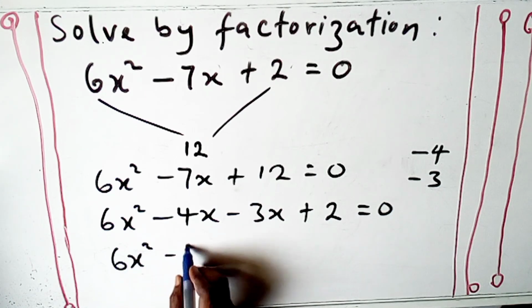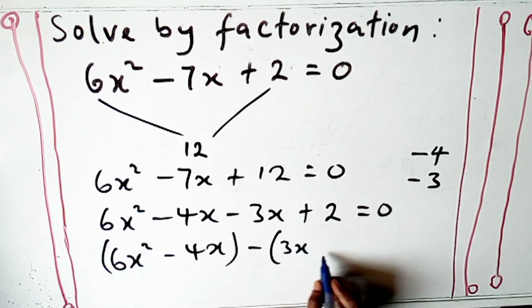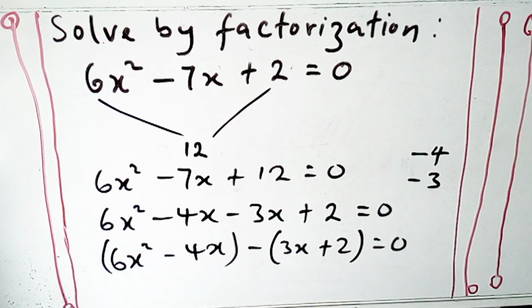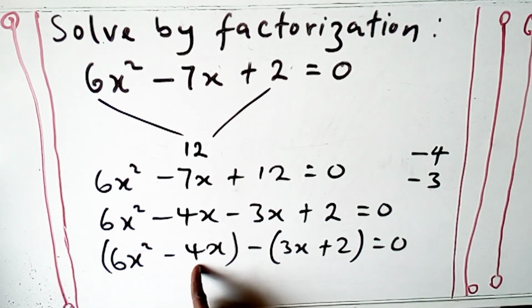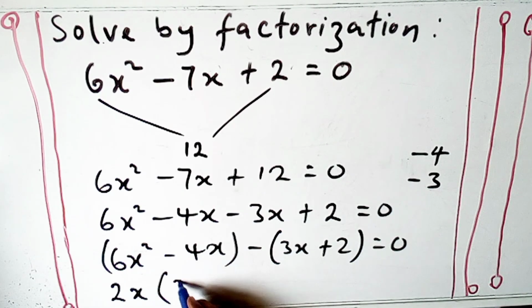So we have 6x squared minus 4x minus 3x plus 2. Then we put our bracket. So what is common here is 2x. Bring it out. 2x into 6x squared will give us 3x. Minus 2x into 4x will give us 2.